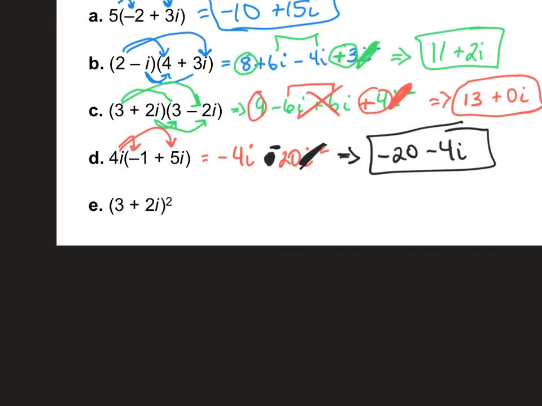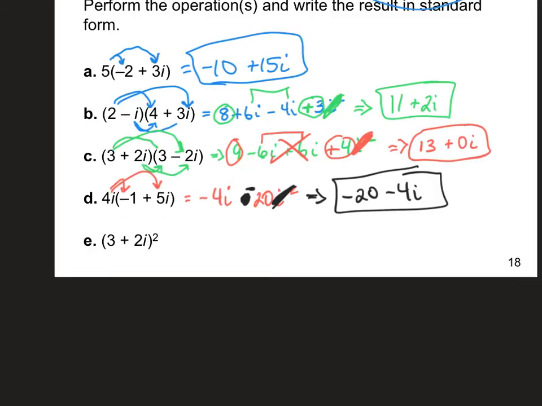Anybody have any questions so far? We're okay? I'm still catching up. What does this mean? Letter E. Oh, you FOIL it by itself. Yeah, it just means I have 3 plus 2i's.